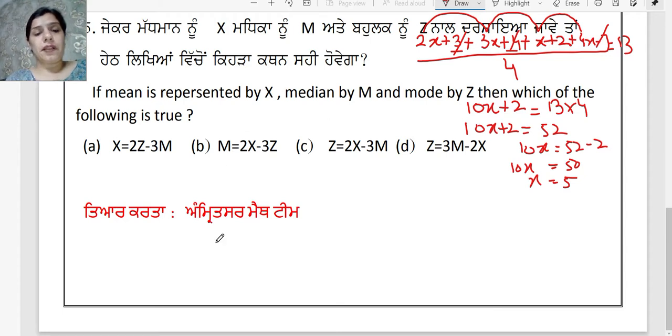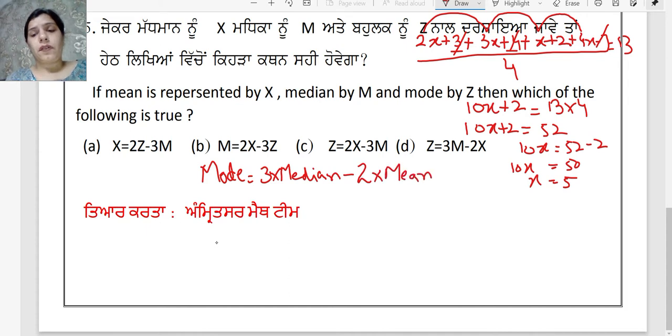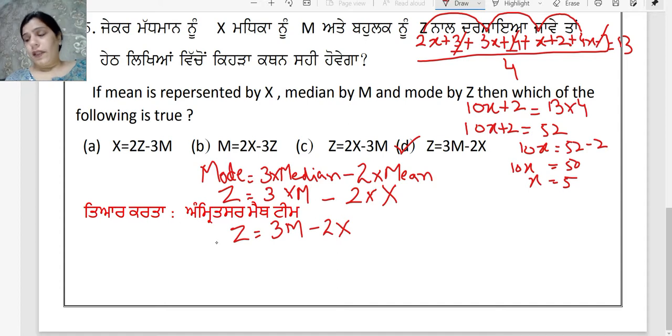Mode होता है दी हाईएस्ट फ्रीक्वेंसी वाली वैल्यू. मीडियन बेटा जब हम उसको असेंडिंग या डिसेंडिंग ऑर्डर में करते हैं तो सेंट्रल वैल्यू. एंड मीन सम ऑफ ऑब्जर्वेशंस डिवाइडेड बाय नंबर ऑफ ऑब्जर्वेशंस. इनके बीच में एक एम्पेरिकल रिलेशन होता है, वो होता है दैट मोड इज इक्वल टू 3 मल्टीप्लाई बाय मीडियन, बेटा यू हैव टू रिमेंबर दिस, minus 2 multiplied by mean. So in the question you are given mode as z, median as m and mean as x. So you get the answer as z is equal to 3m minus 2x, that is your option D. So my correct answer is option D. Mode is equal to 3 multiplied by median minus 2 multiplied by mean.